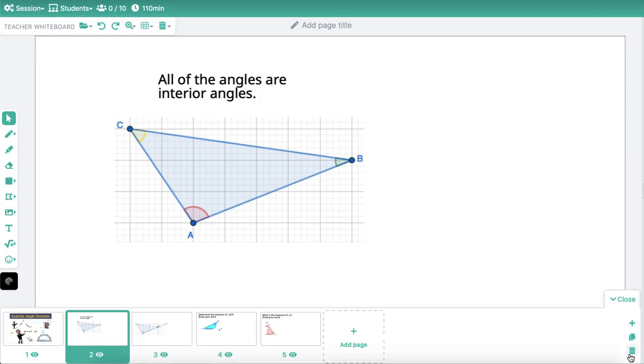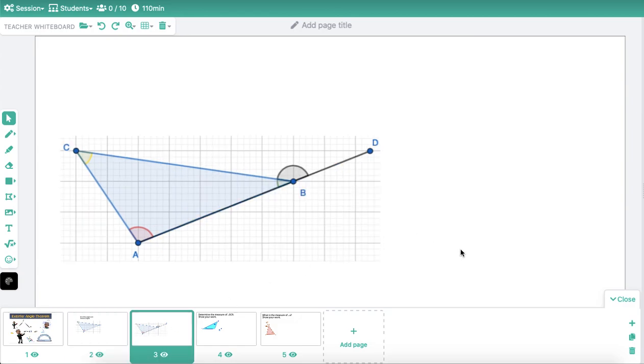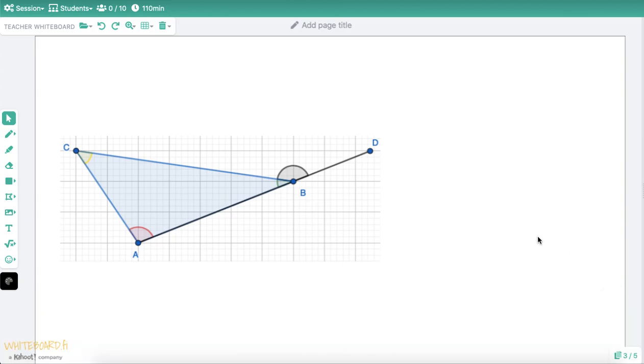All right, so as you can see right now, triangle ABC are still interior angles, but now we have angle CBD, which is right here in the gray. That is an exterior angle because it is outside of the triangle.